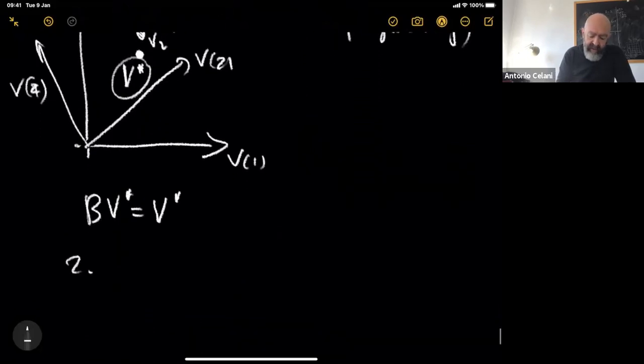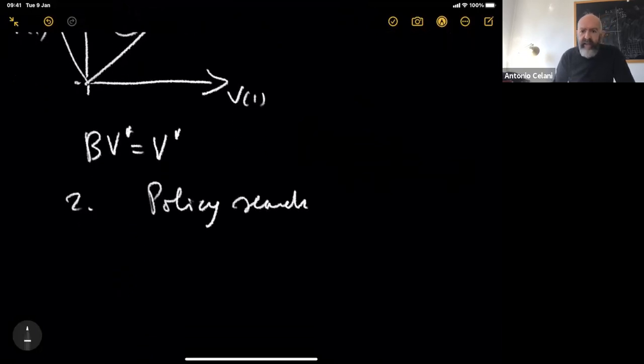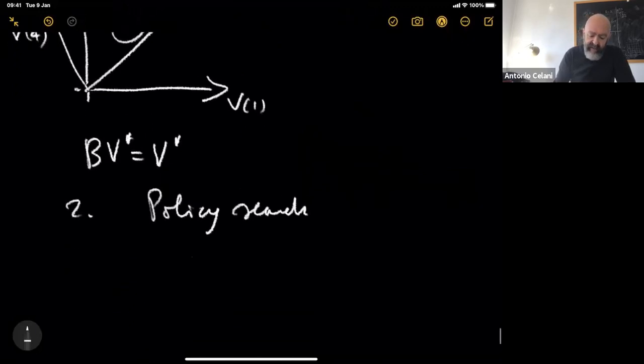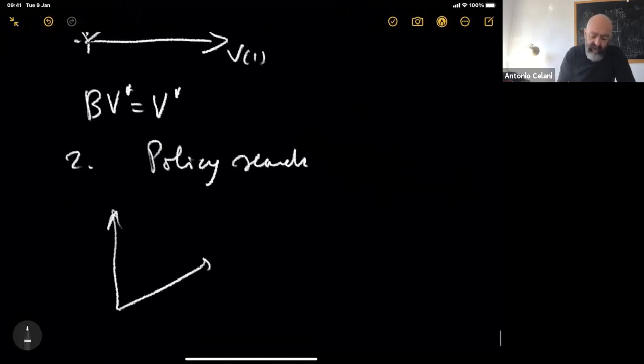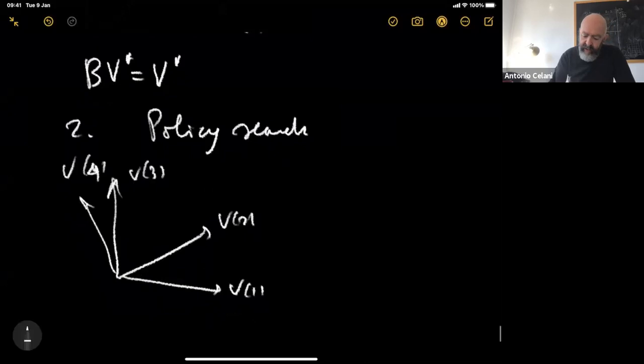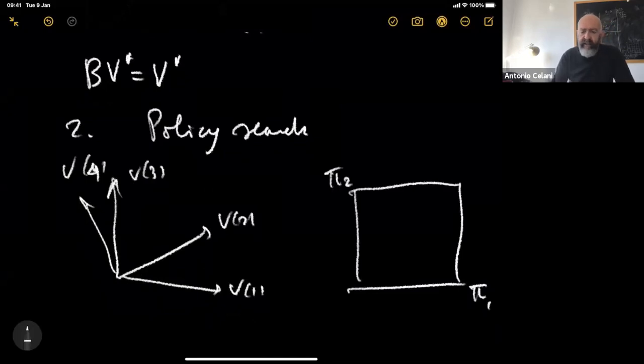The second possibility is policy search. Now the thing happens simultaneously, both in the space of values and in the space of policies. Okay, so this is symbolic for both. Don't take this literally. So what is the idea here?